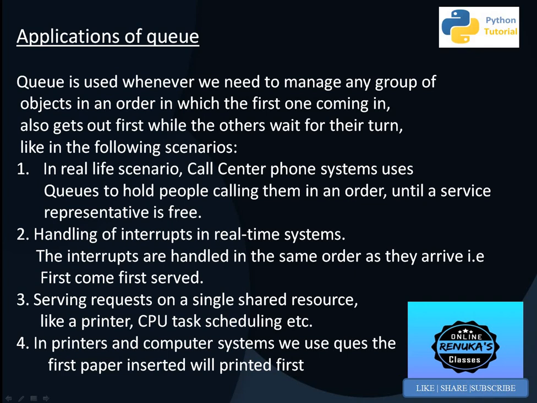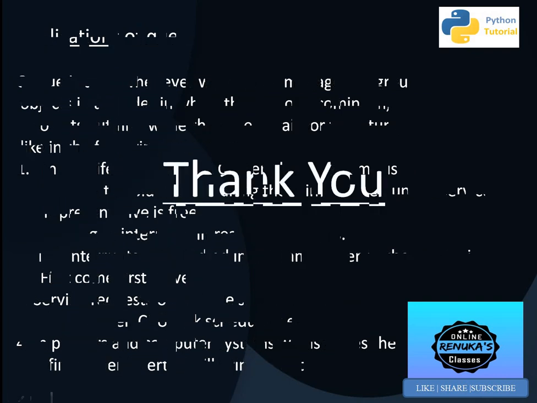Then serving requests on a single shared resource like a printer, CPU task scheduling. If there is a request for the printer, the user which comes first will be served first. So these are all the various applications of queues that we can see in our day-to-day life.